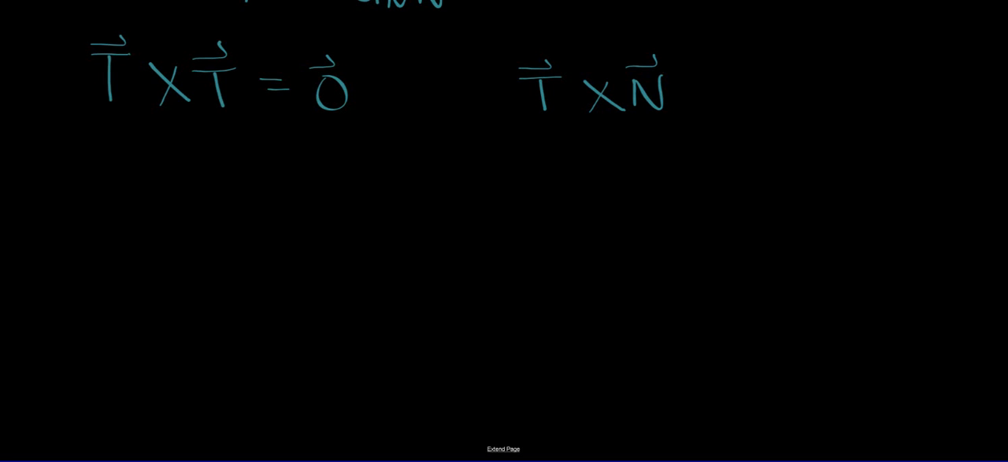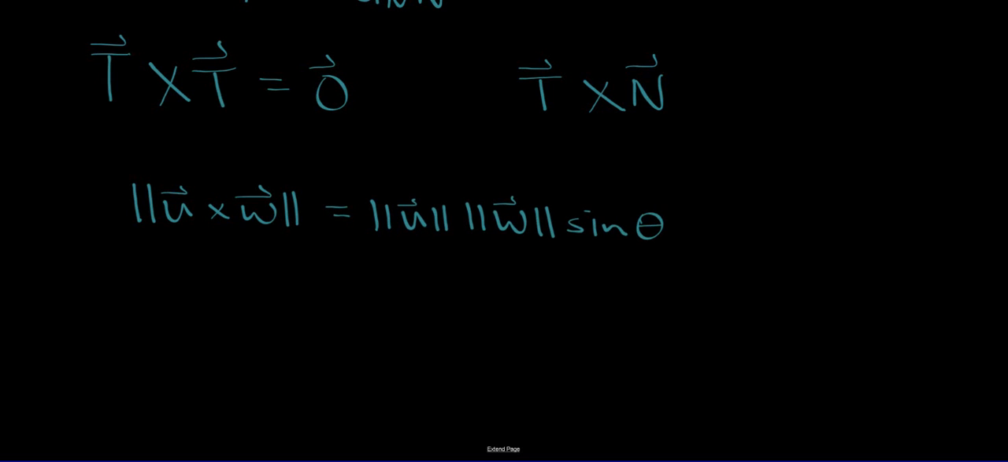But remember this. We said that the magnitude of, let's just go to general vectors here, and let me use U and W, when we started exploring the cross product, we said that is equal to the magnitude of U, the magnitude of W, times the sine of theta, right? This was definitely a property we looked at.